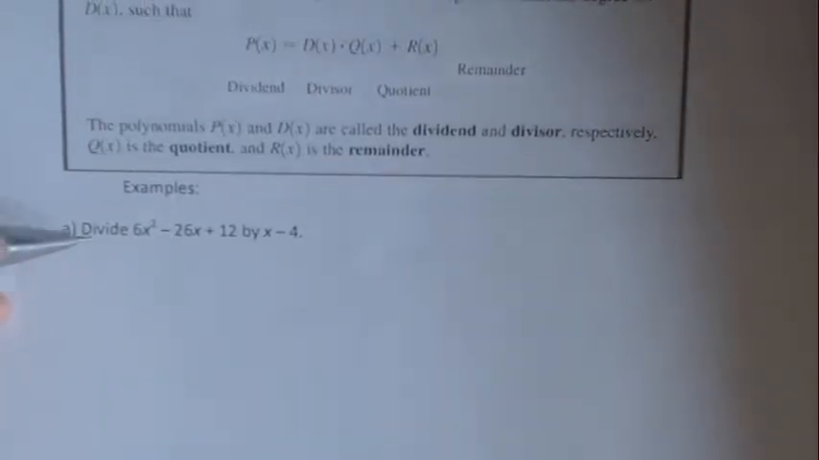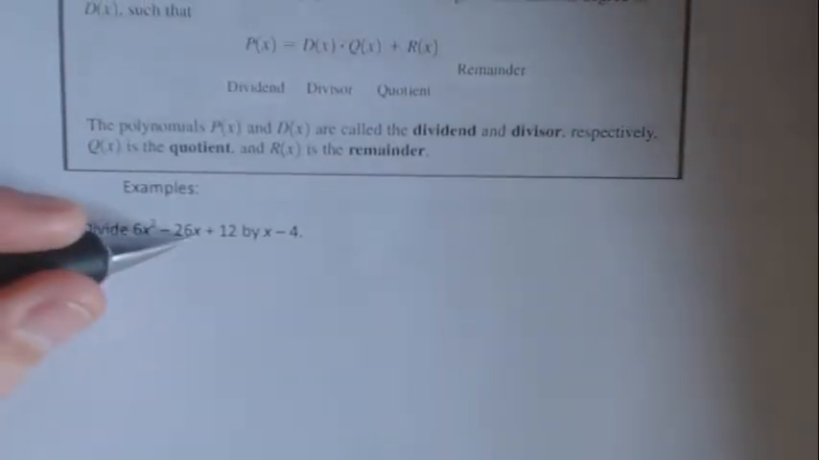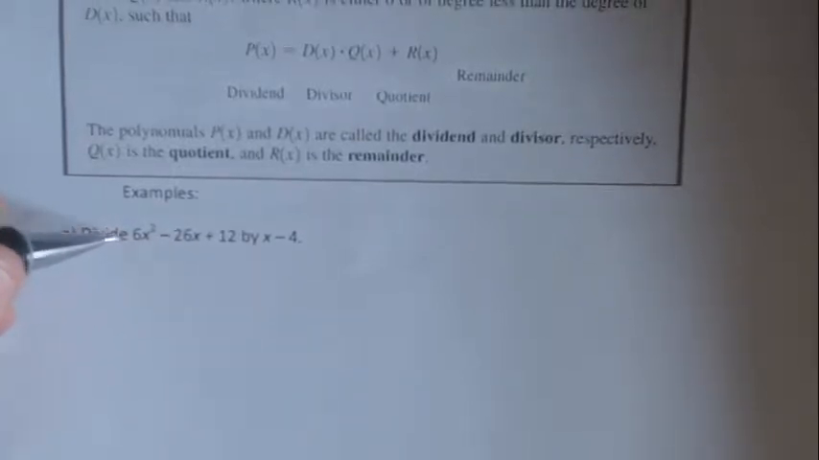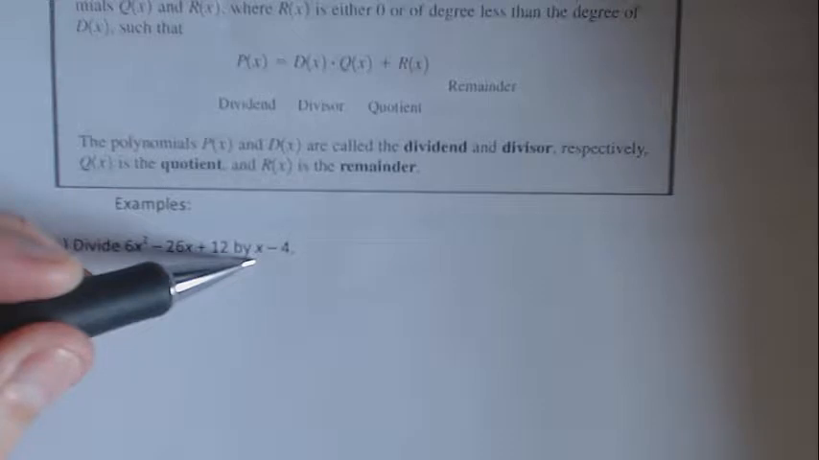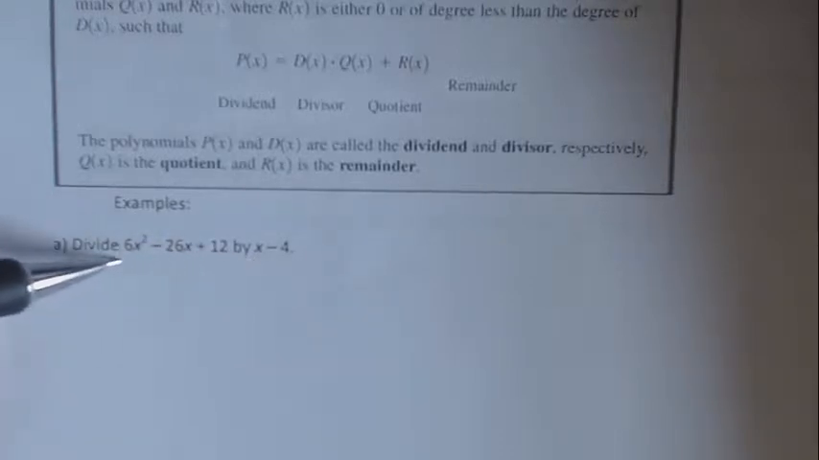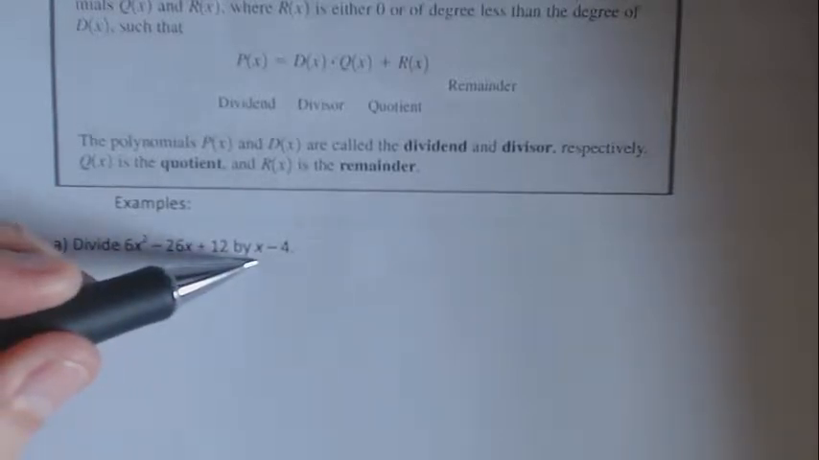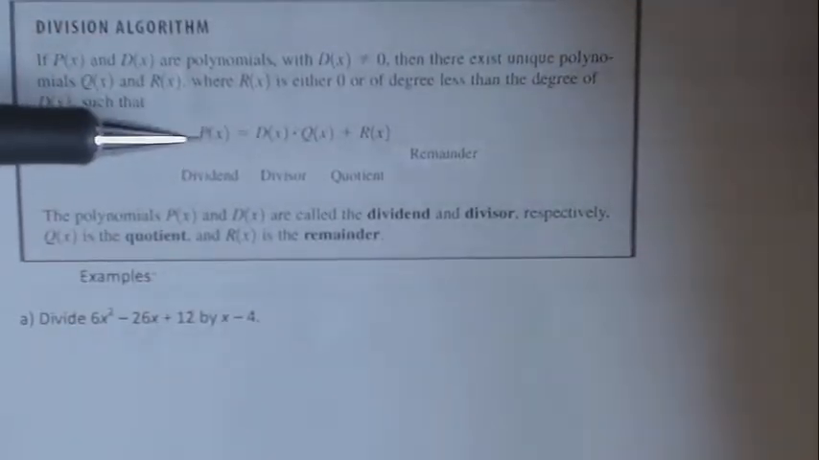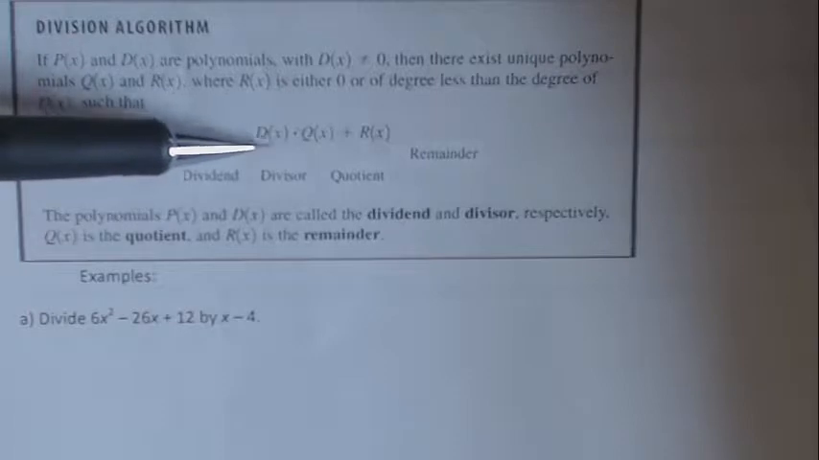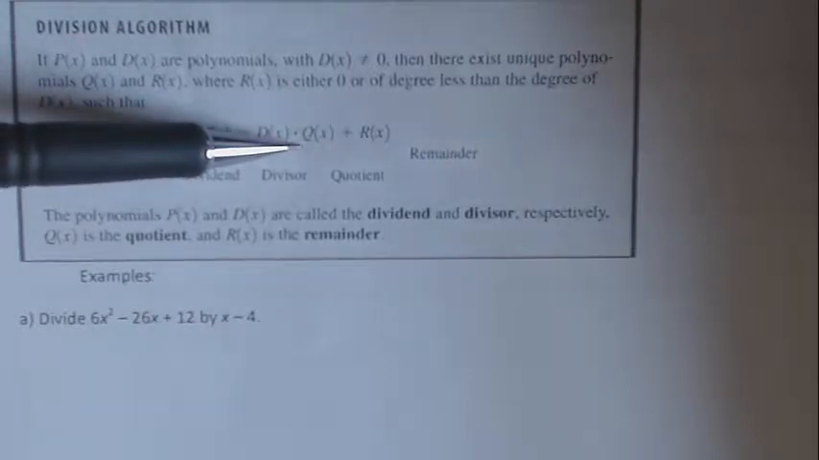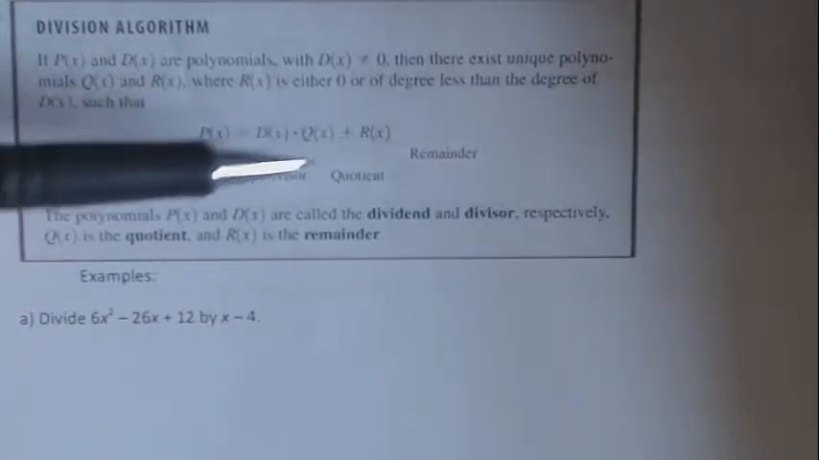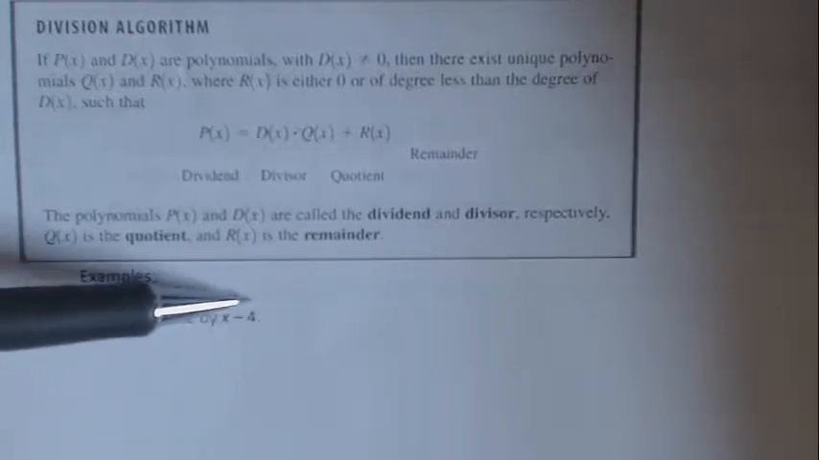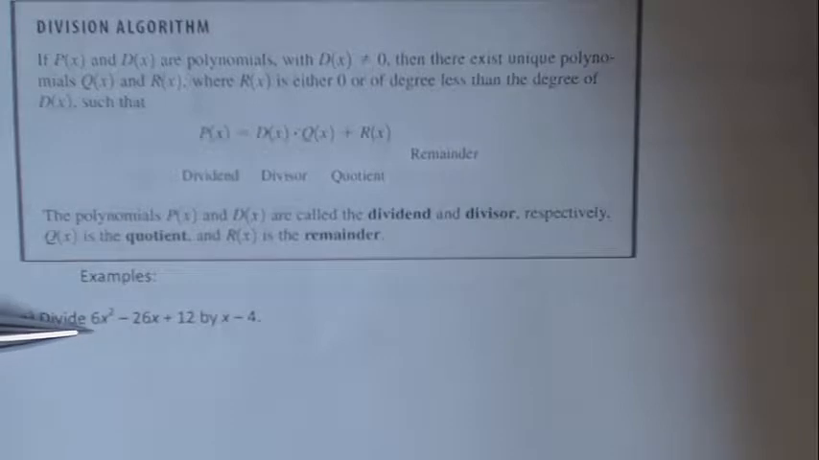So if we have to divide 6x squared minus 26x plus 12, this is a polynomial, and you're dividing it by x minus 4. So this is the polynomial, and this is what we call the divisor. And the division algorithm says that if you have a polynomial, it's equal to the divisor times the quotient plus the remainder.